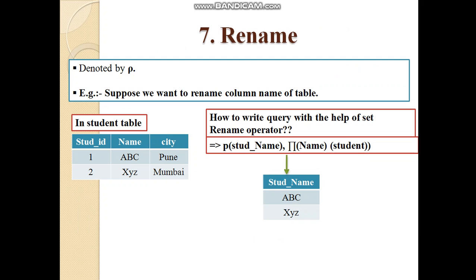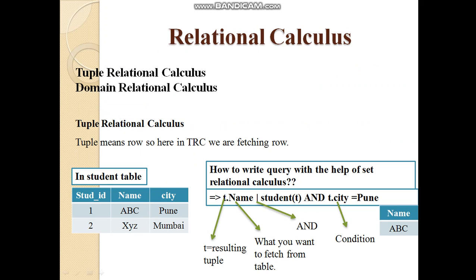So here we are completing relational algebra. Then this is relational calculus. There are two types of relational calculus, tuple and domain relational calculus. We all know that tuple means rows. So in tuple relational calculus we are fetching rows. Let's see how to write this query with the help of relational calculus.